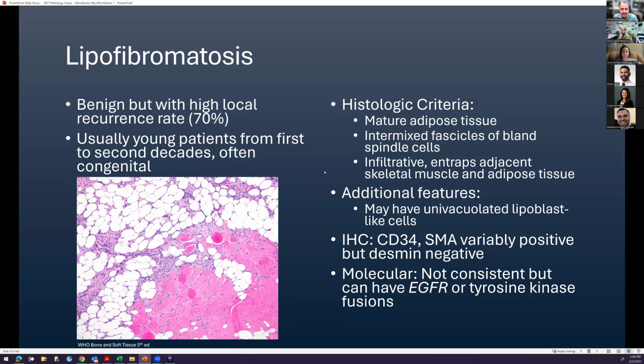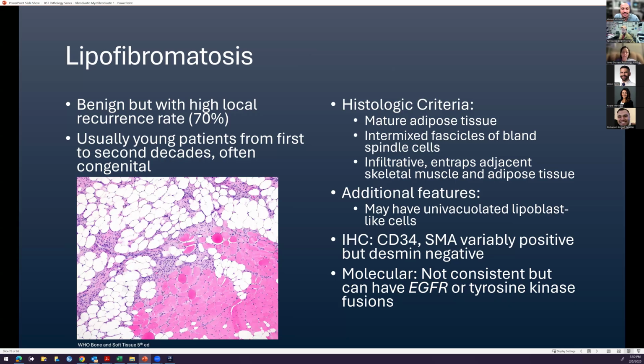admixed fat, right? The histologic criteria here, like we mentioned: adipose tissue, intermixed fascicles, bland spindle cells, and it often entraps stuff, right? So they may also have lipoblast-like cells because they're admixed spindled and adipose tissue. So don't be fooled by that. Sometimes that can be the case. They're usually 34 positive, right? There's nothing consistent molecularly. Some of them have EGFR fusions or something like that.